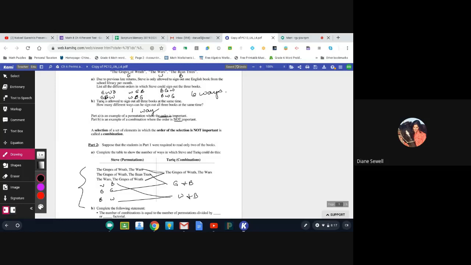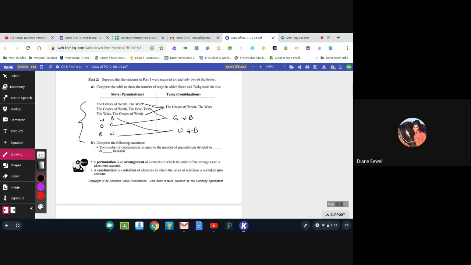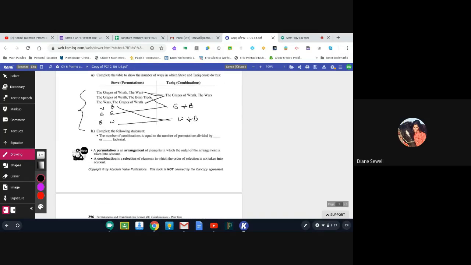So while he has 6 ways, he only has 3 ways. So there's not as many different combinations. The number of combinations is equal to the number of permutations divided by 2, which is 2 factorial. So you can take a permutation, and if you just divide it by the ones that are the same, you get back to a combination. So a permutation is an arrangement. We're going to learn that. And a combination is a selection.